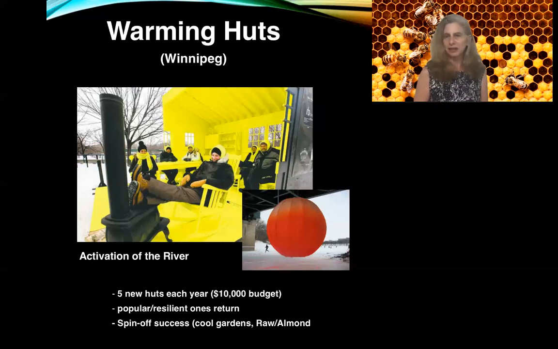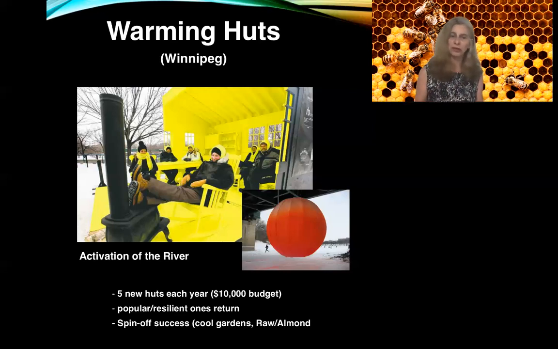So what has happened over the years, and the warming huts competition has been going on for 10 years now, and I'm working on a book about that project, is that now winter use of the river is actually the most popular time of site use at the Forks compared to summer use. Which is astounding for a city that is this cold, that more people gravitate to the Forks now in the winter because they want to experience the warming huts. And it's meant that now people are on the river all the time.